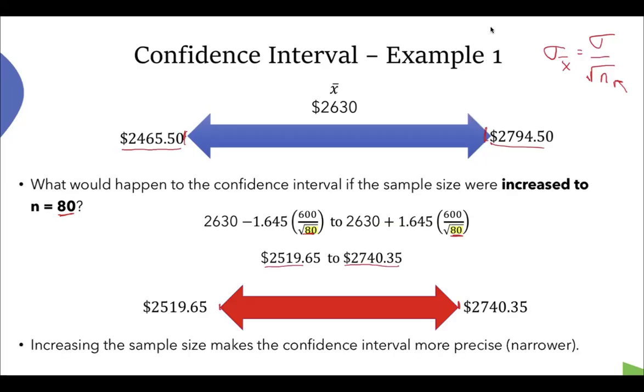Okay, increasing the sample size makes the confidence interval more precise, which makes it more narrow. The confidence interval formulas for 90, 95, and 99% levels of confidence are almost all the same. The only thing that changes between them are the z-scores that we use.